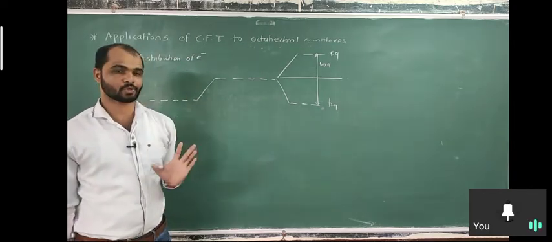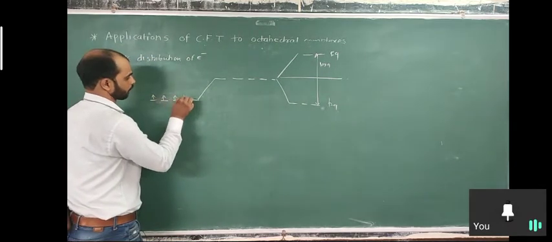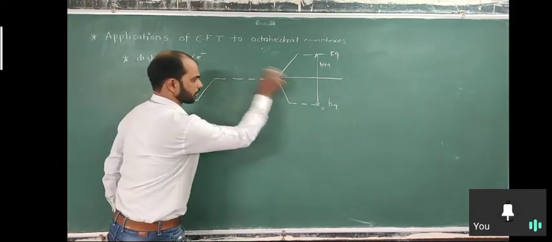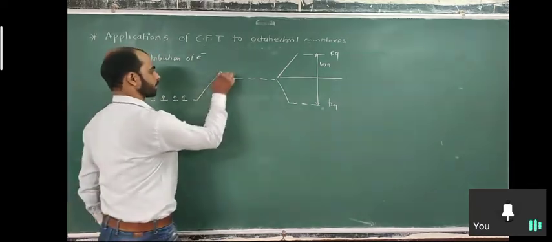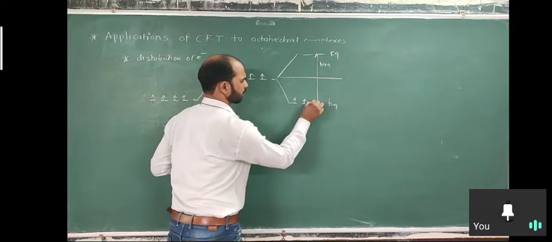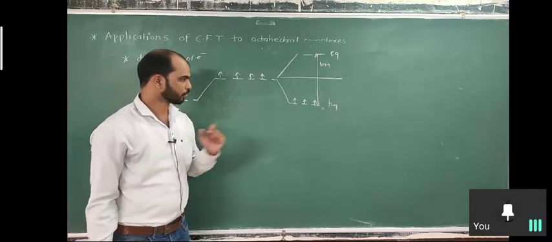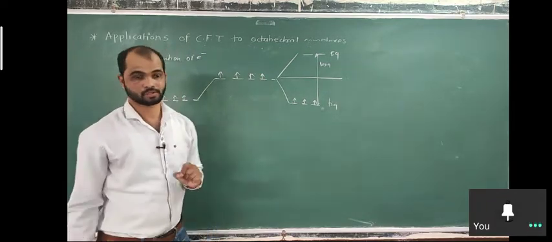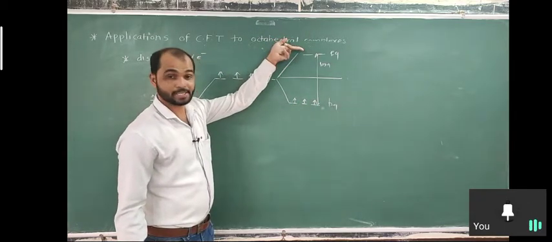What is the point? There are two things. Just imagine you have 4 electrons. For the first, second and third electron there is no problem. First is here, second is here, third is here. The problem arises for the 4th electron. For the 4th, you have 2 possibilities: either you do the pairing here, or the 4th electron is promoted into eg. This is the question.